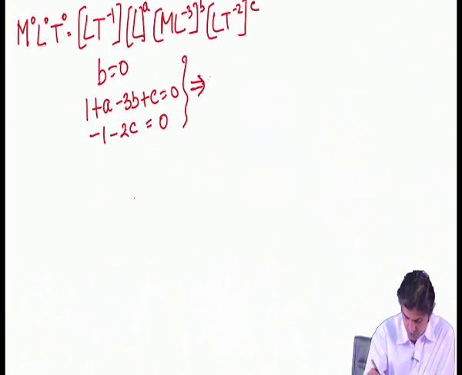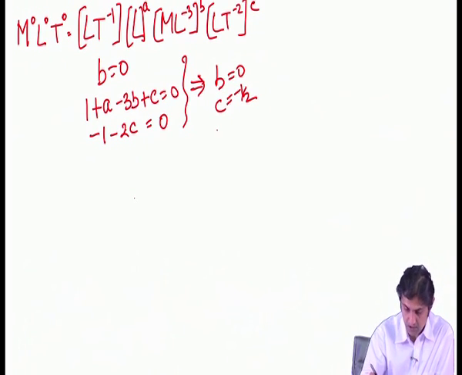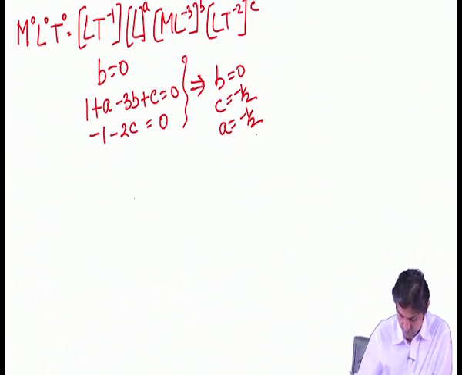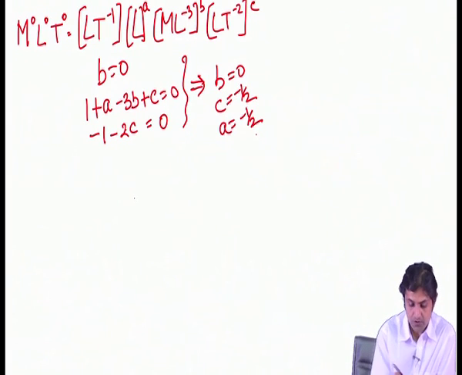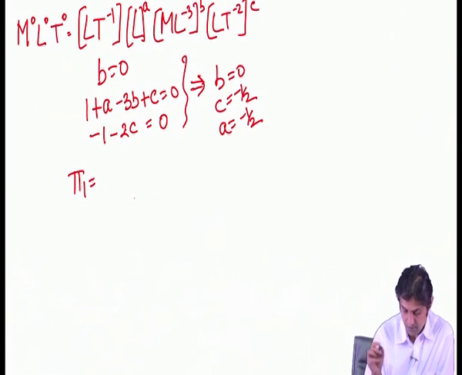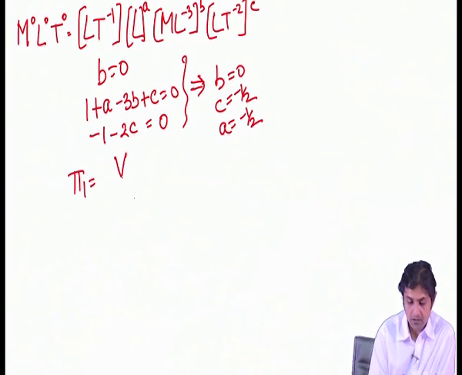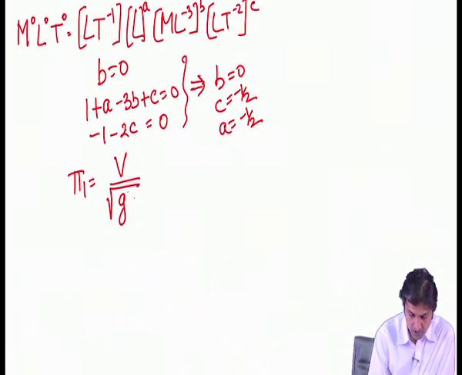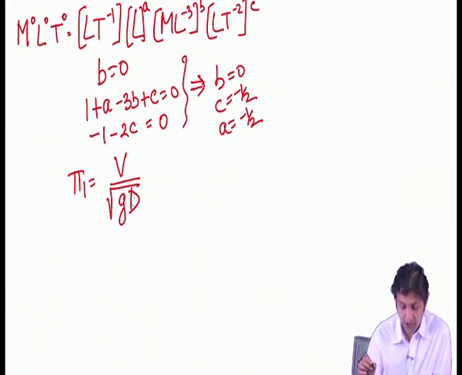This all together is going to give me b is equal to 0, c is equal to minus half, and a is equal to minus half. Okay. So, the first pi term that we are going to get is v to the power, correct, b is 0. So, what we get is v under root g d. So, this is the first pi term.